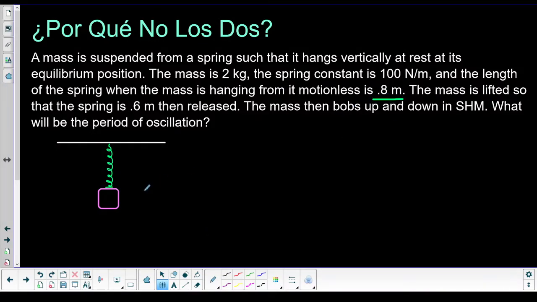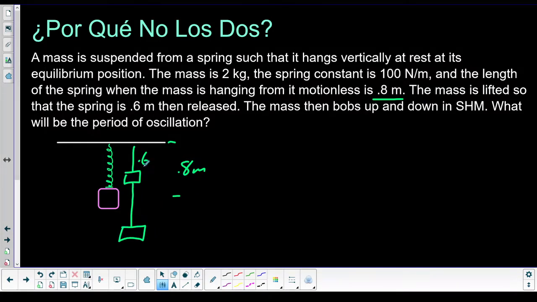Then the mass is lifted. So right here, this distance is 0.8 meters. Then they're going to lift the mass up so that it's maybe here, and this distance is 0.6 meters. And then it's released. So this spring is going to stretch. It's going to come down here. Boing. And this is going to stretch.